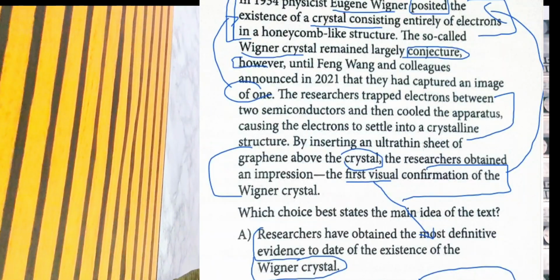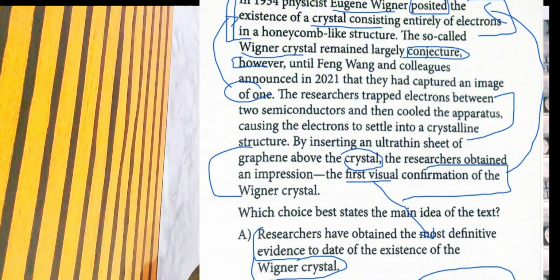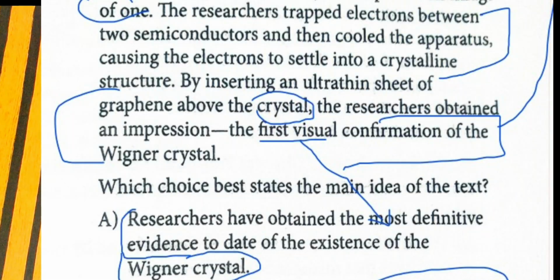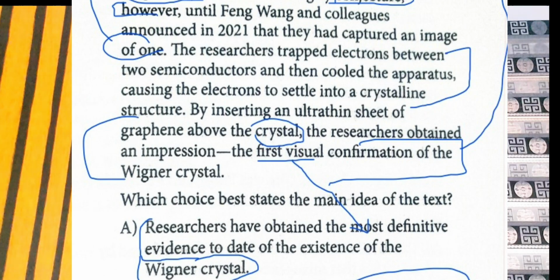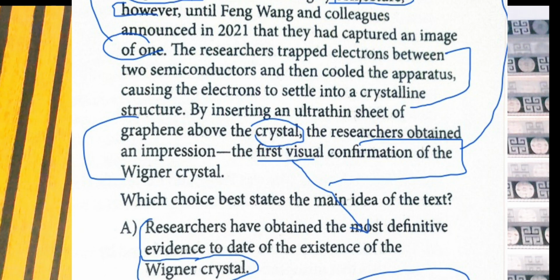So you see, then we also have researchers, of course, who were told about Firm 1 and colleagues, and the researchers tracked, so we can see that word as well. And Weiner crystal, obviously Weiner posited the existence of a crystal. So yes, option A makes a lot of sense. We just hold on to that.